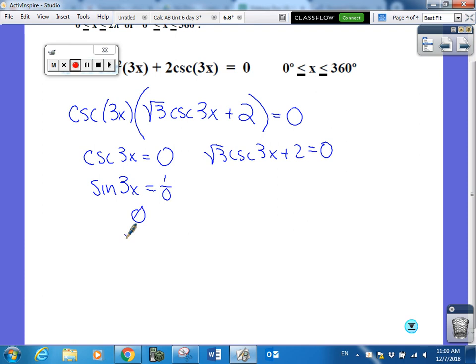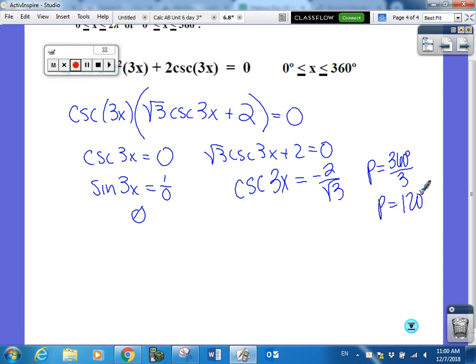Because really, you're looking for where is y undefined? It's never undefined. Everywhere on that unit circle, there's a y value. All right, so over here, subtract 2 and divide by 3. Cosecant 3x equals negative 2 over root 3. We could also determine our period right here, 360 over 3. So the period is 120 degrees.